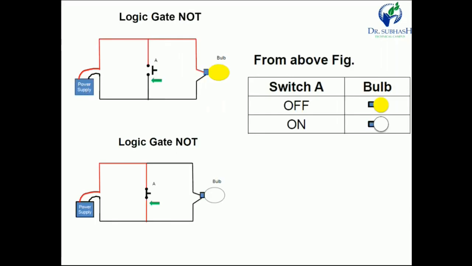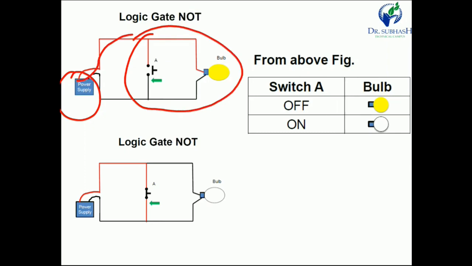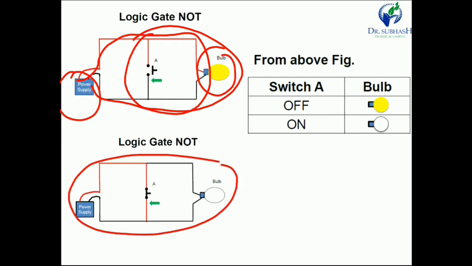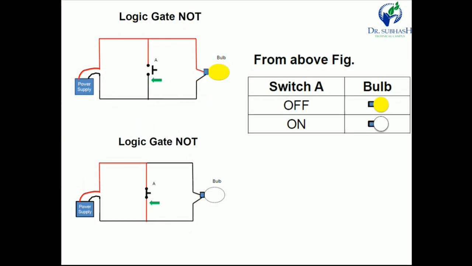Now the last basic gate is the NOT gate. So let us see the NOT gate. The NOT gate is much simpler than the previous two gates. Here the power supply is connected in parallel to the bulb, and one switch is connected. Here the switch is open, so the path to the bulb is like this, meaning this red path indicates the bulb is on. Whenever the switch is open, the bulb is on.